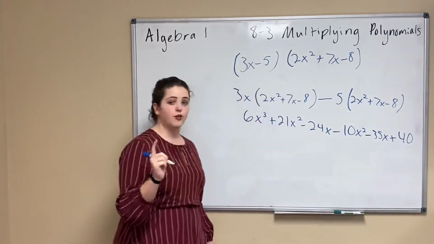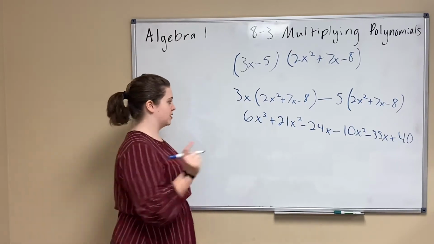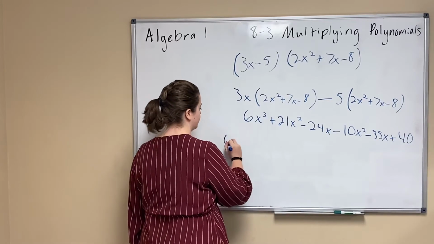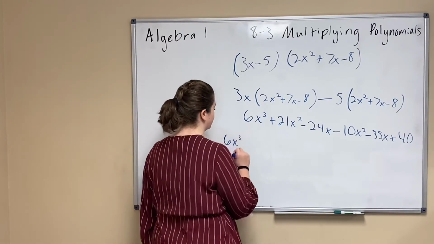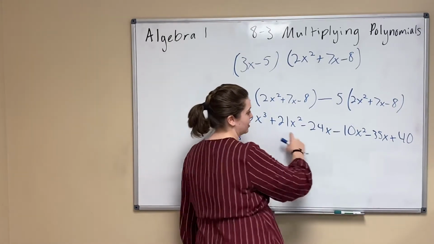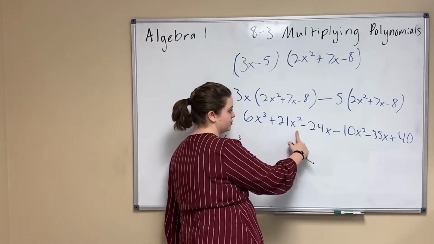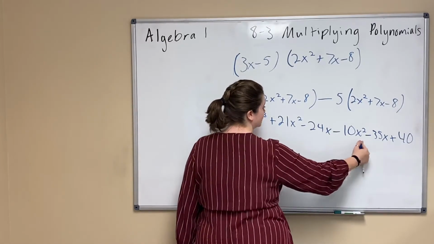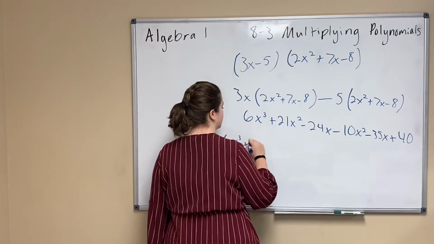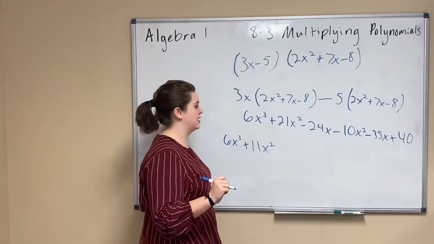We're going to check for like terms. Those are going to be terms to the same degree, just like we've been doing this whole time. Looks like there are no other x to the thirds. I'm going to go ahead and write that one down. We do have 21x squared and 10x squared. So I'm going to go positive 21x squared and minus 10x squared is going to leave us with 11x squared, because 21 minus 10.